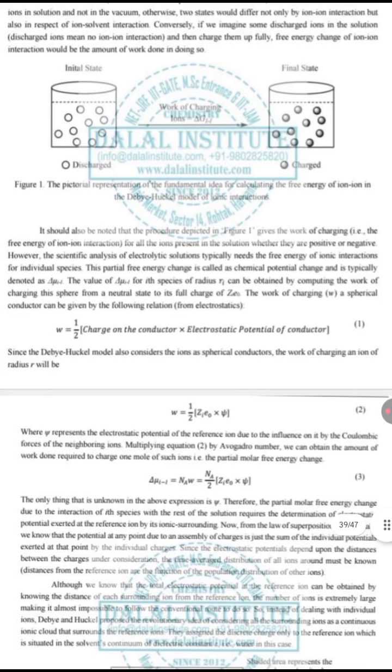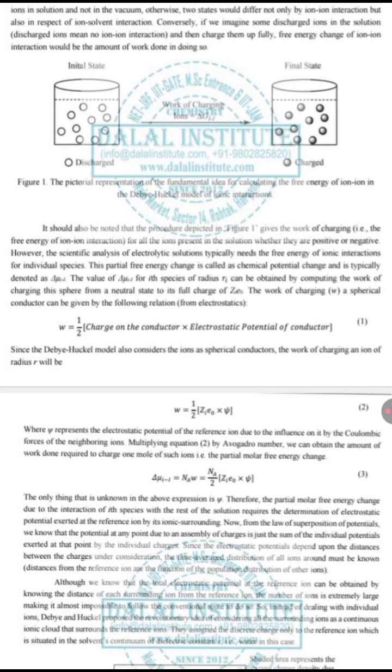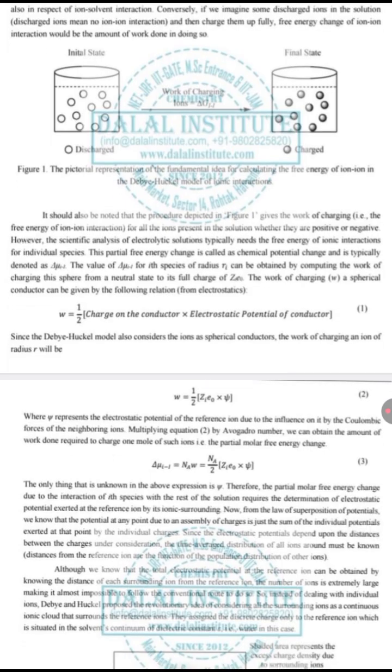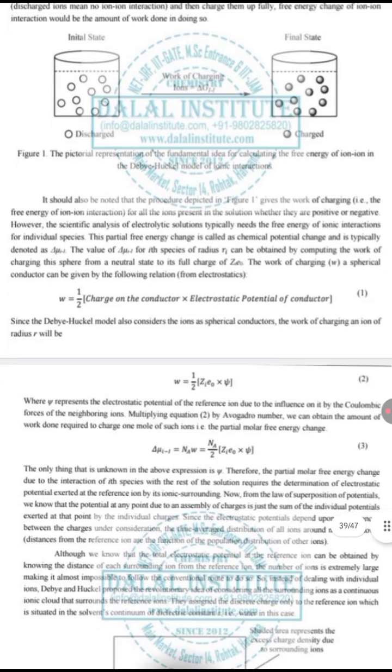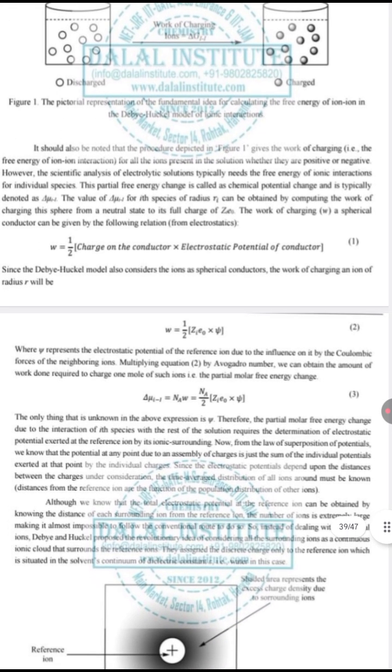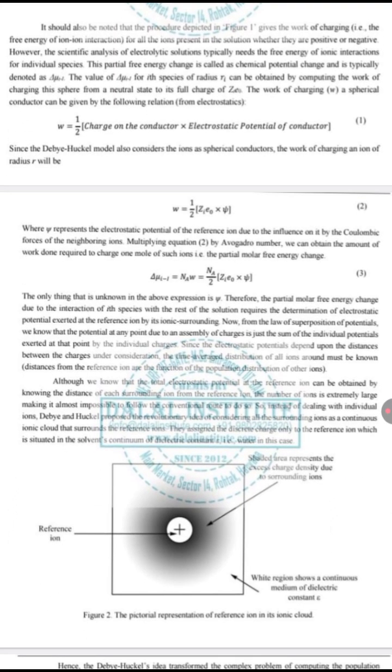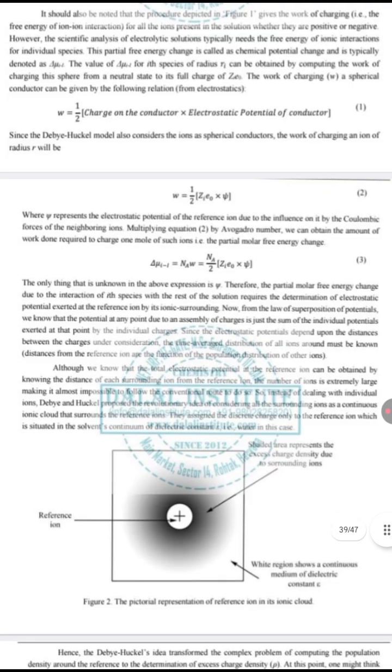Conversely, if we imagine some discharged ions in the solution, discharged ions meaning no ion-ion interaction, and then charge them up fully, then the energy change of ion-ion interaction would be the amount of work done in doing so. It should also be noted that the procedure depicted gives the work of charging, that is, the free energy of ion-ion interaction, for all the ions present in the solution, whether they are positive or negative.